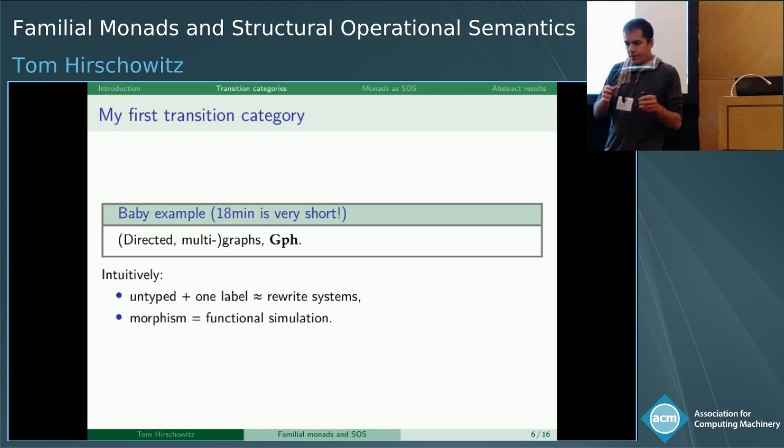So let's start from the concrete example of a very simple transition category, namely the setting where you only have one label. So your transition system is just a rewrite system, and the corresponding category is just graphs, so directed multigraphs, which means that you allow, it's a slight generalization, you allow several ways of moving from one state to another. Then morphisms are just functional simulations. I'm not going to explain why, but it's really an easy observation.